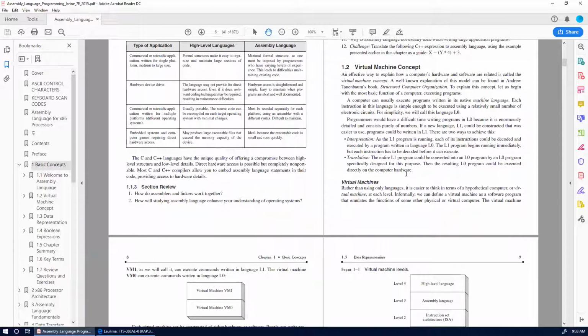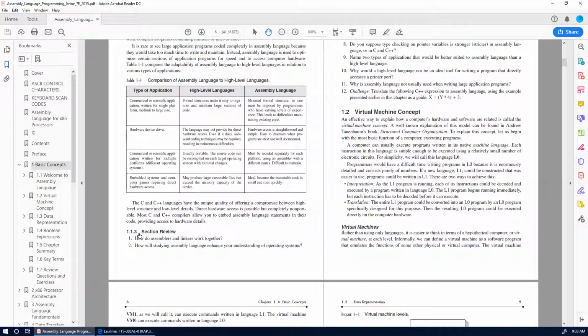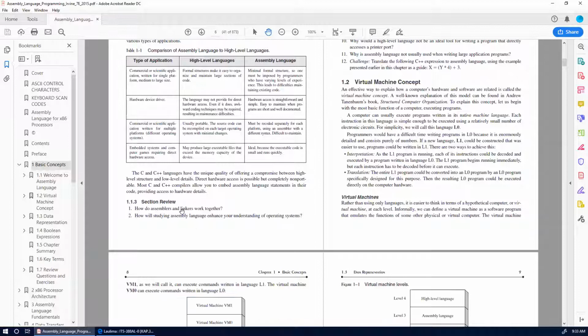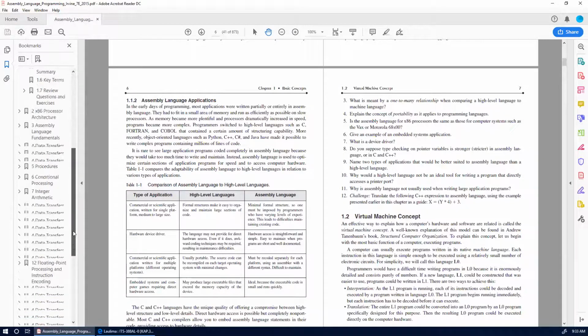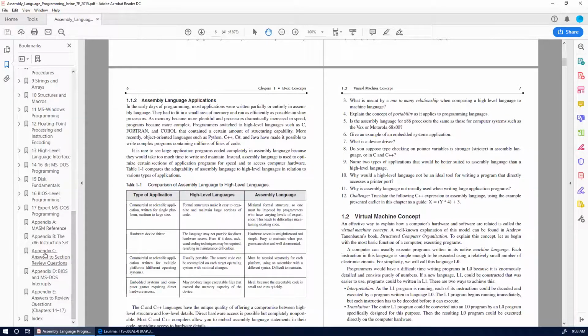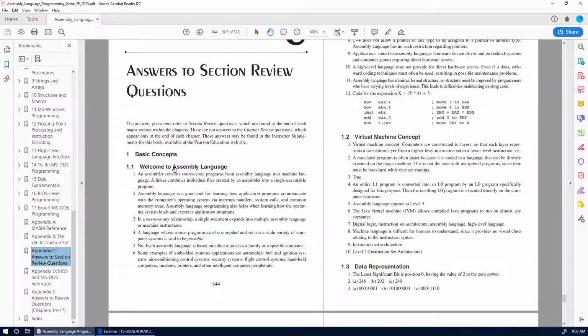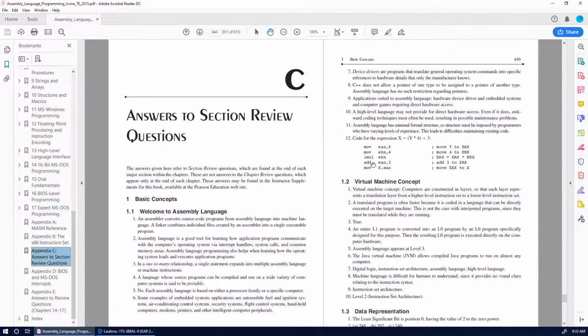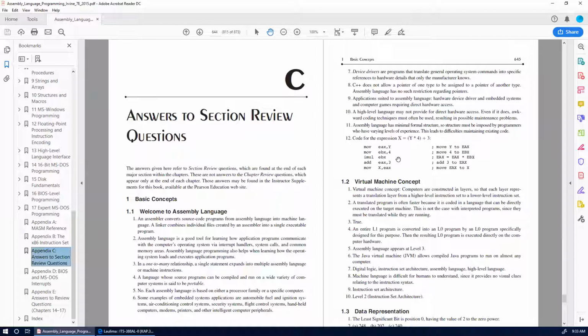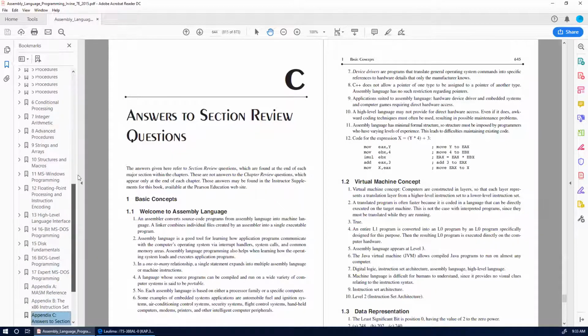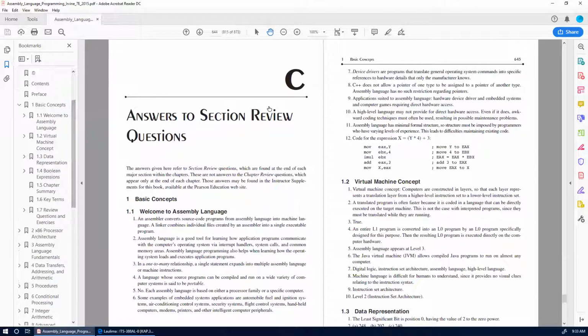At the end of each section, there's a section review here. For example, how do assemblers work, and so on. In Appendix C, it provides the answers to those section review questions. So it's easy to test yourself and then see how well you're doing along the way.